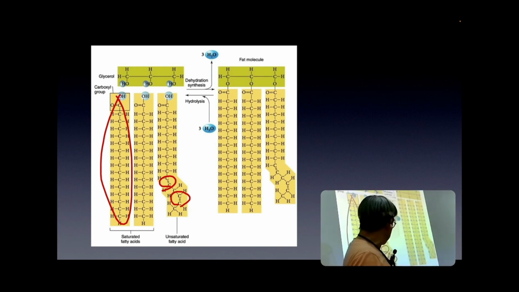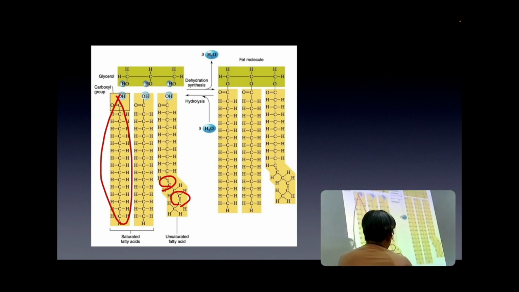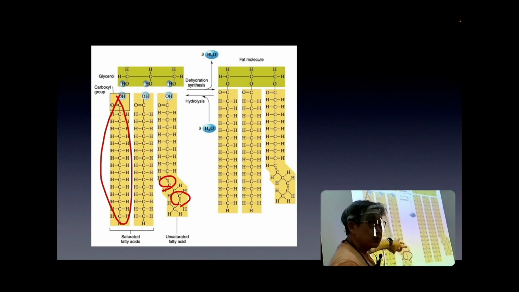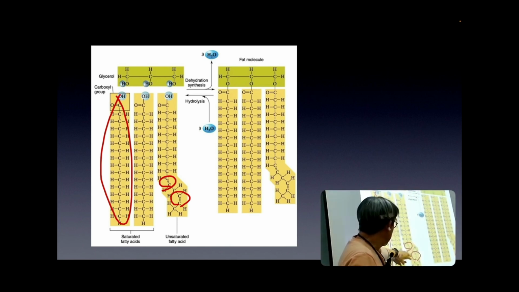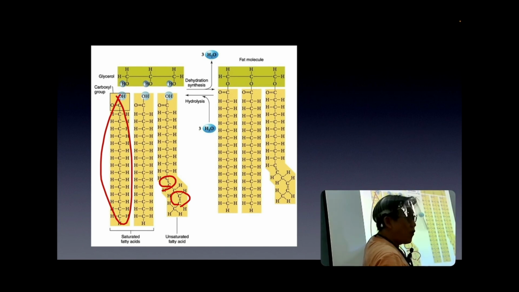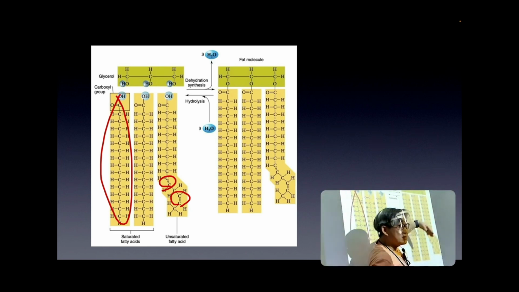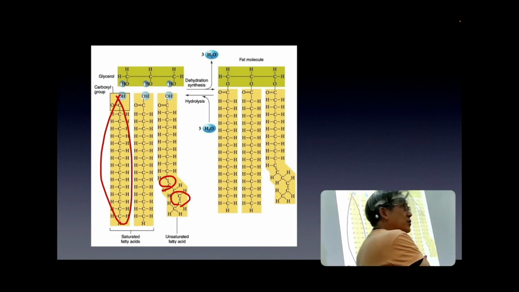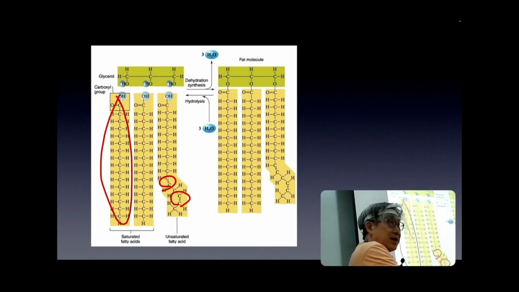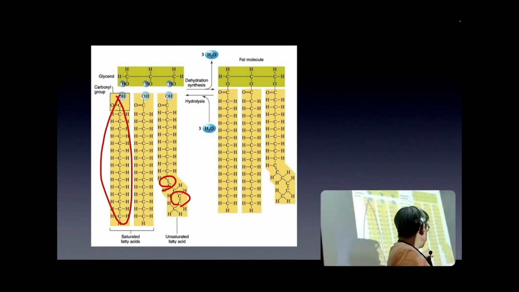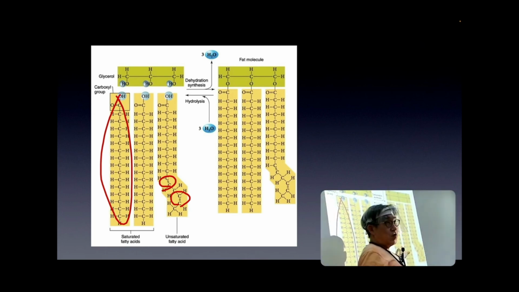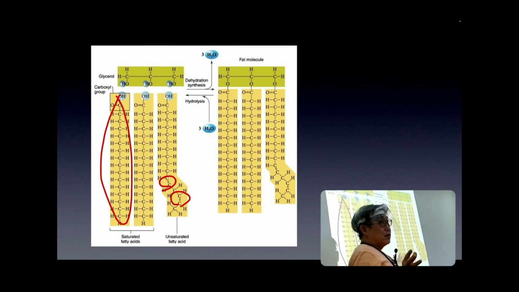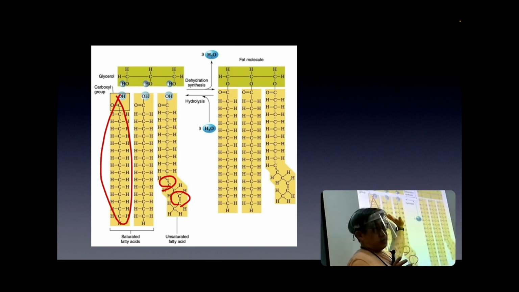Here, luckily, you have only 2 double bonds, so the gap between these has only this much. But if you imagine this guy has 3 or 4 more double bonds over here, then probably it will become like a scorpion's tail. That's the nature of this chemistry. And that's what makes this either fat or oil. If you have more double bonds over here, then it becomes oil.